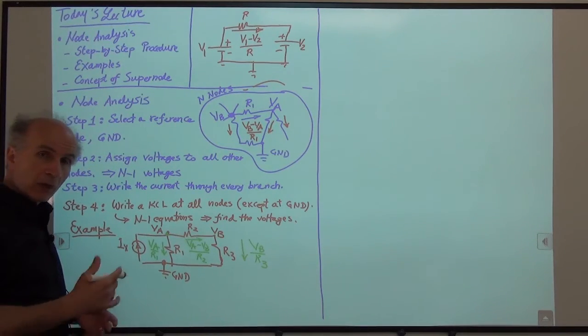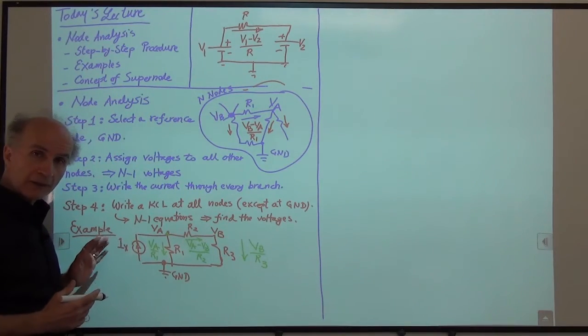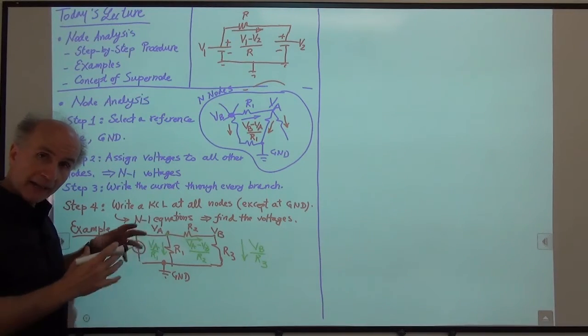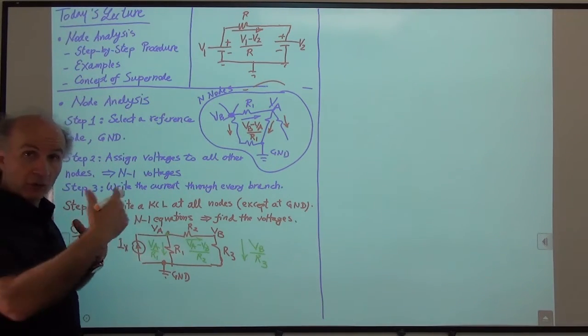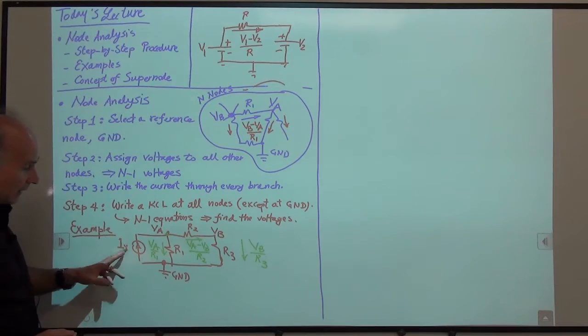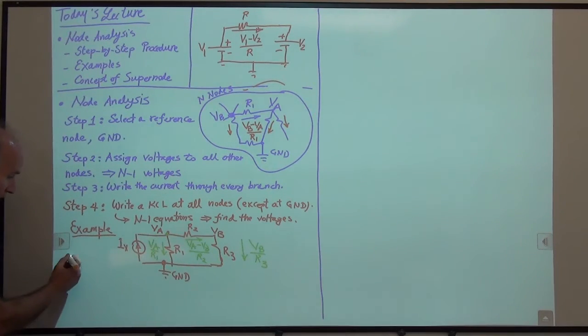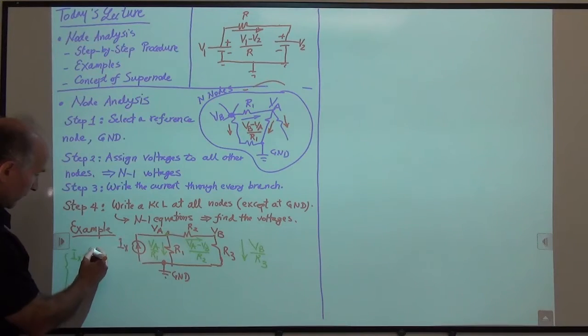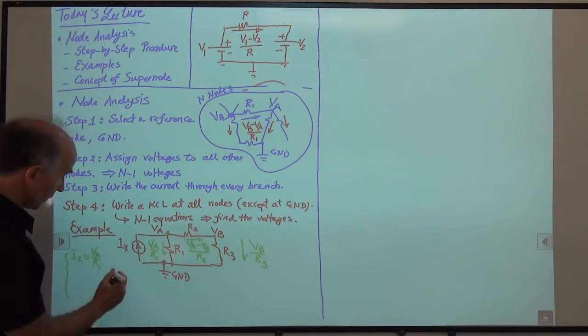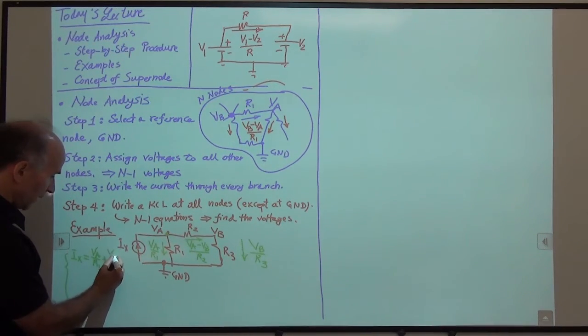Well, remember, one approach is to say all of the currents coming in must add up and be equal to all the currents that are going out. So which current is coming in? IX is coming in. So IX, I'm going to write 2 equations. So IX is equal to this current which is going out, so VA over R1, and this current which is going out, so plus VA minus VB over R2.